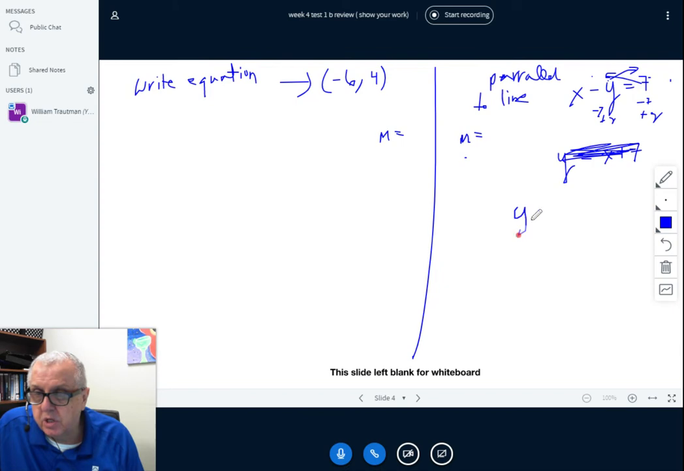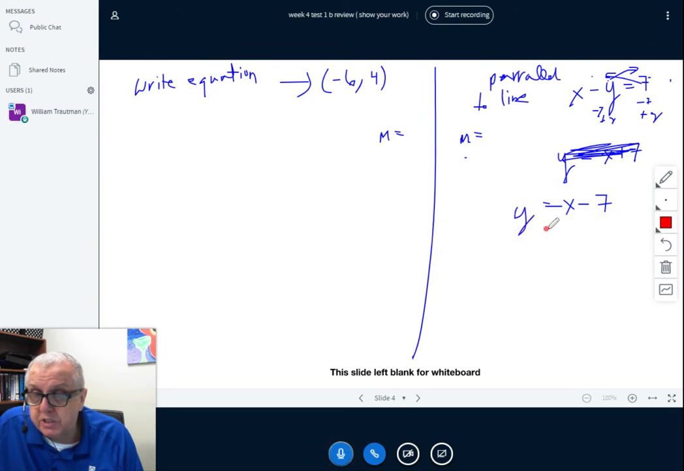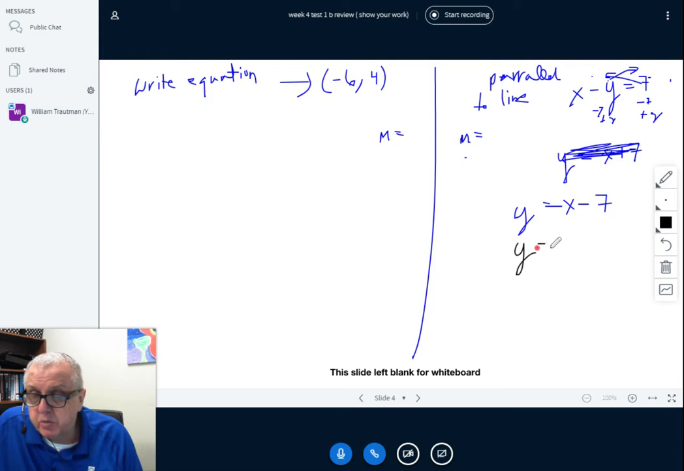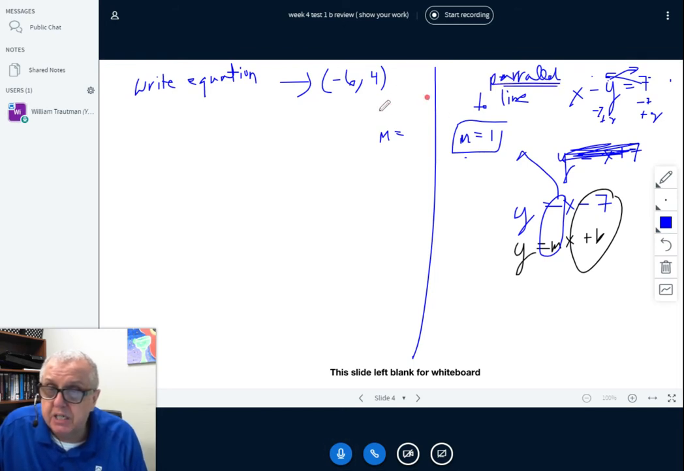So I get y equals x minus 7. By the way, even if I got that wrong, that doesn't matter. If I look at this slope-intercept equation, y equals mx plus b, that's my y-intercept, but I don't care about that. All I care about is the slope. So the slope is the number in front of x, and the number in front of x is 1. So the slope on this side is 1. So since they're parallel lines, the slope on this side is 1.